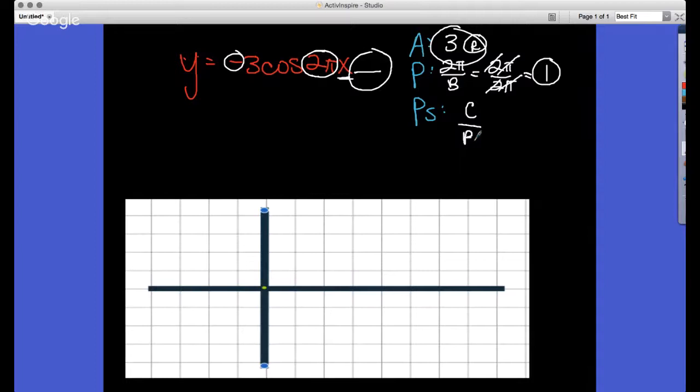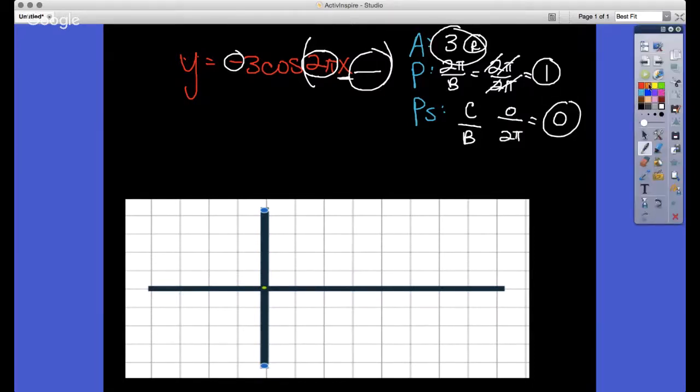So that is C over B. The hint is, remember that it's usually in parentheses with C, but there is nothing that follows the x. Therefore, there is no C. Remember, B was 2 pi. Well, 0 over anything is just 0. So when I graph this, my phase shift is 0.